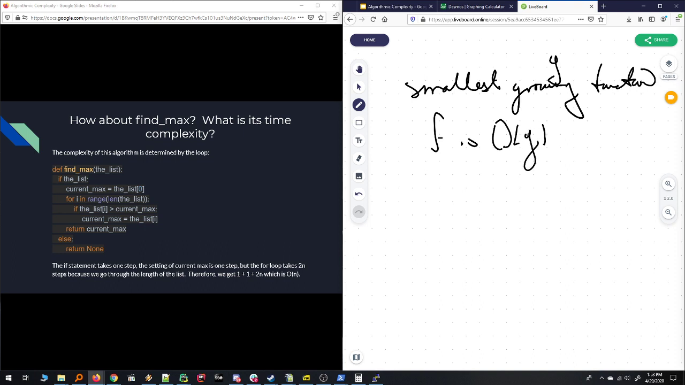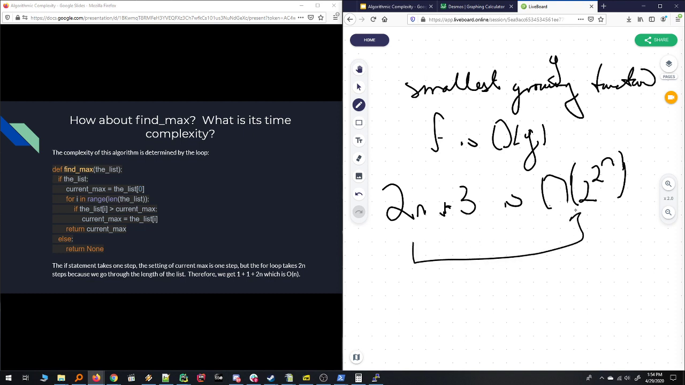And the reason why you want to do this is because, yes, it's true that 2n plus 3 is big O of 2 to the n, or whatever horrible super exponential function you can think of. But the thing is that this doesn't tell us anything, right? This thing is so much faster increasing than this function that it's garbage.